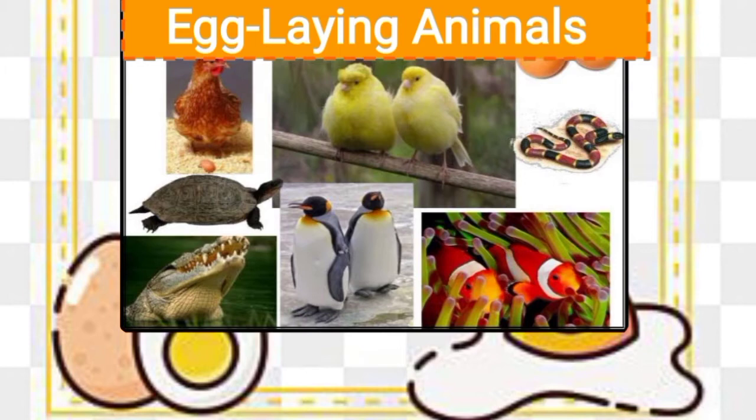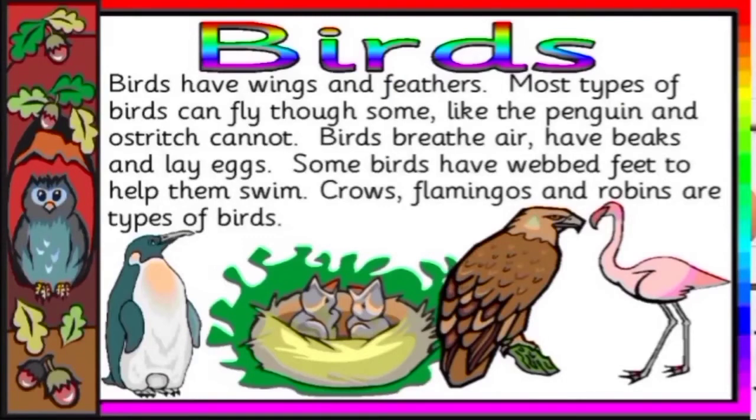Animals that lay eggs include birds, frog, fish, turtle, lizard, crocodile, snake, cockroach, butterfly, bee, mosquito and grasshopper. And birds are warm-blooded animals and they also lay eggs. Now let's understand about birds.